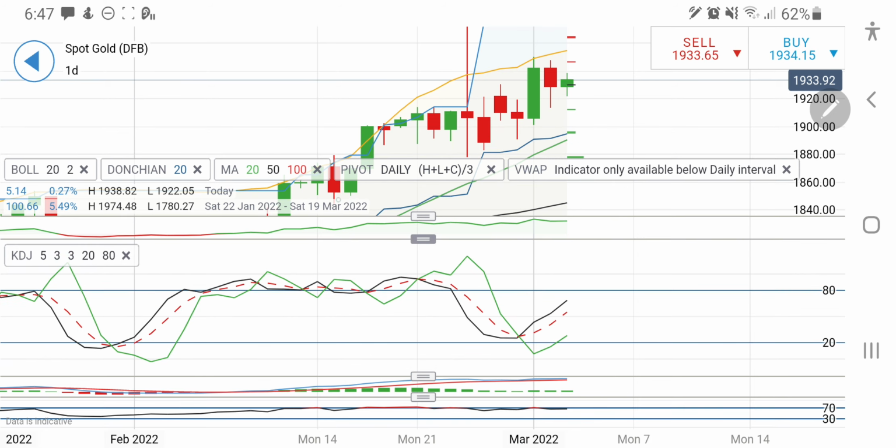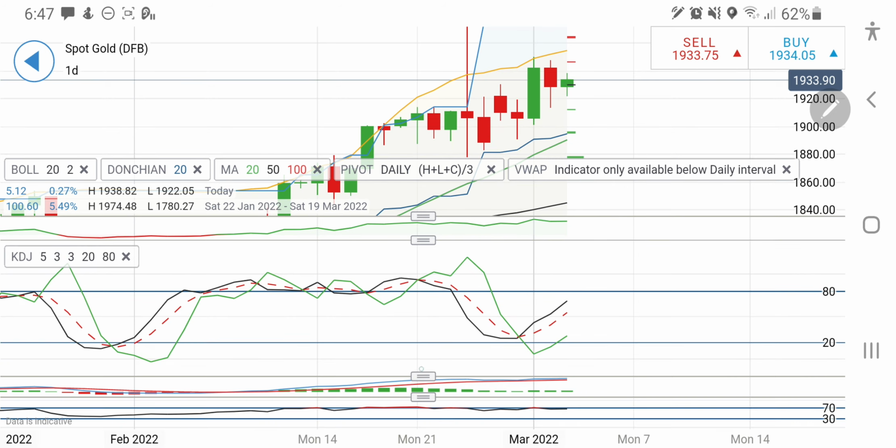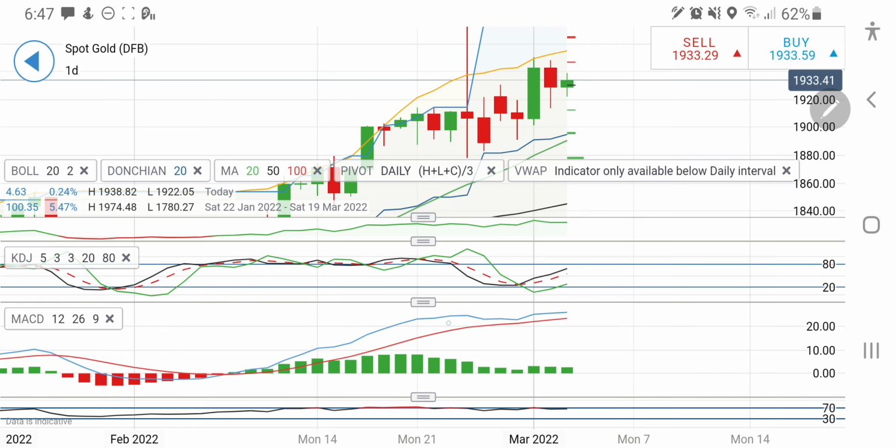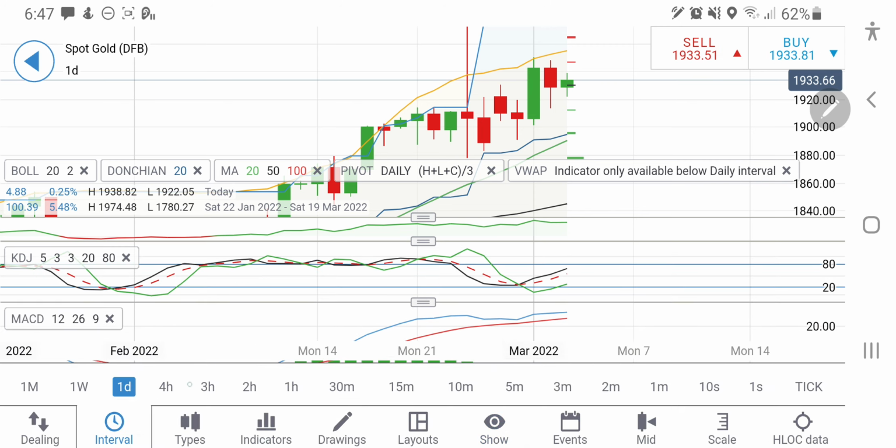Now look at the Stochastic. It is looking upwards on the daily charts. It will try to enter the overbought zone again. MACD lines are still trading in a buy zone.